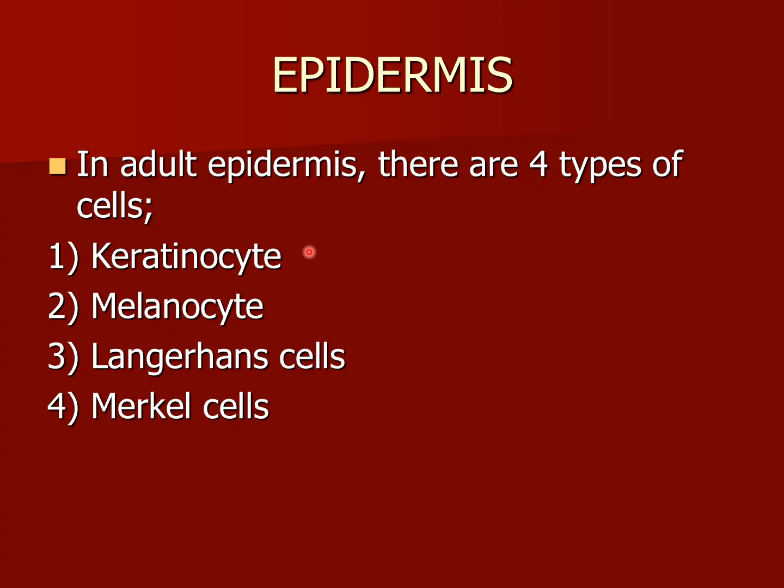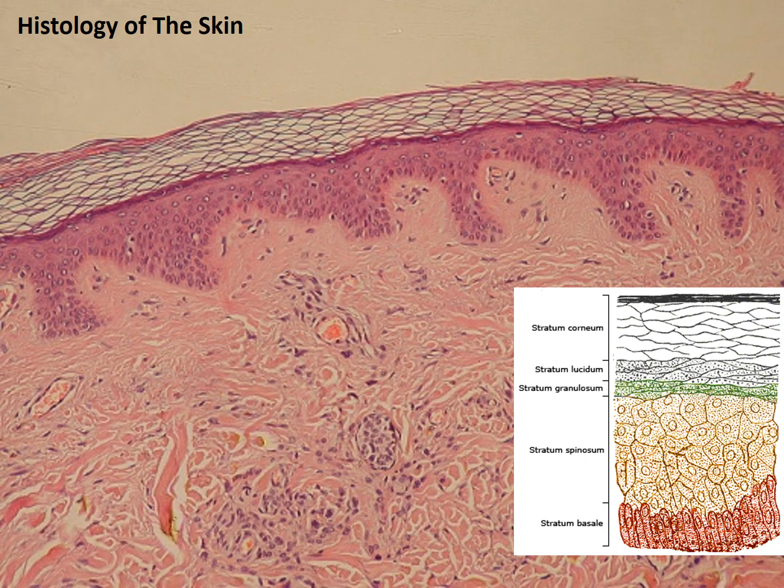Epidermis layer. There are many different cells in the epidermis layer: keratinocytes, melanocytes, Langerhans cells, Merkel cells. And each cell has its own function.